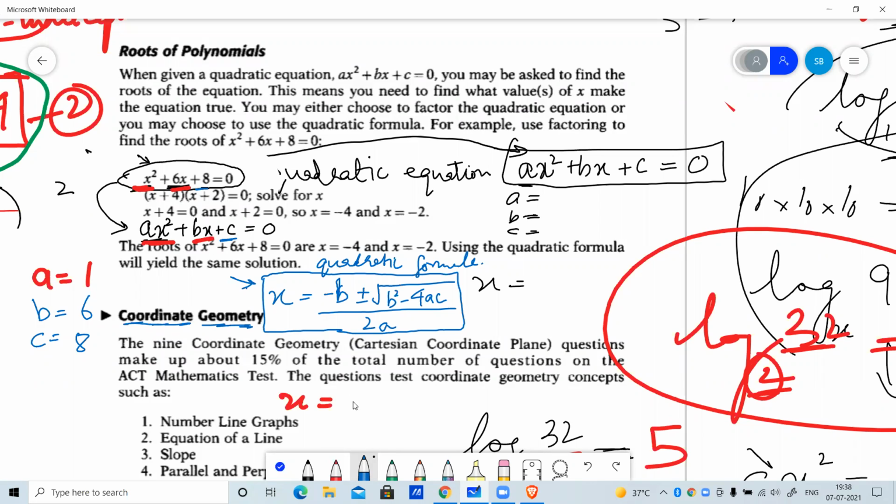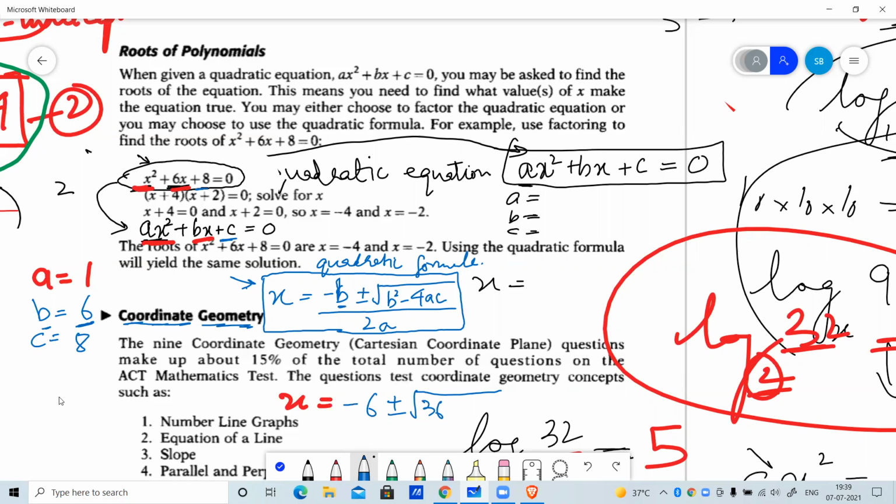X is going to be 1. X has to be this whole thing: negative b plus minus square root of b squared minus 4ac, divided by 2a. So instead of b, you have to write 6, right? Negative 6. Negative 6 plus minus square root of b squared minus 4ac. How much is b squared? 36. Correct.